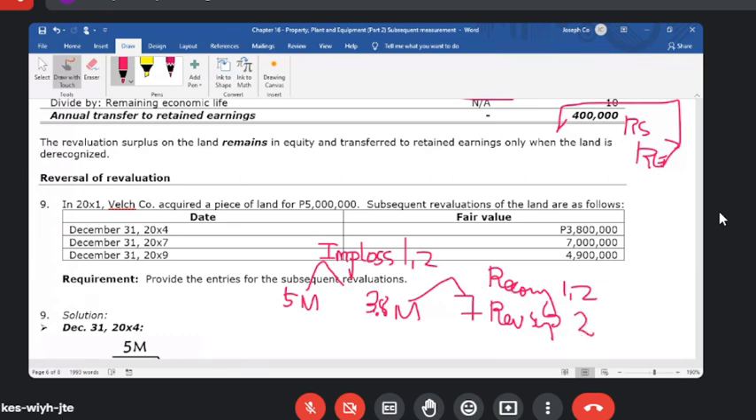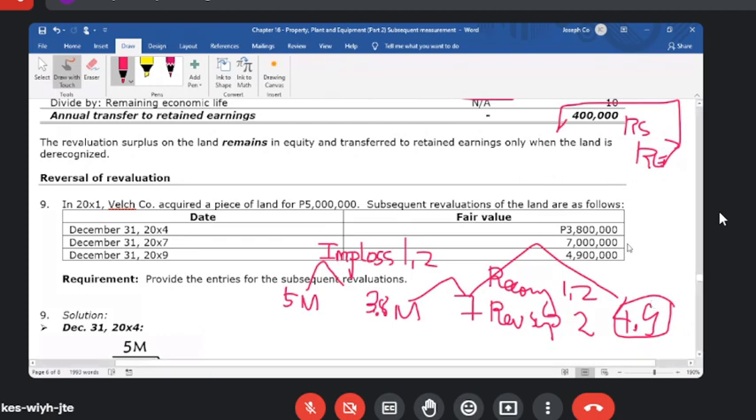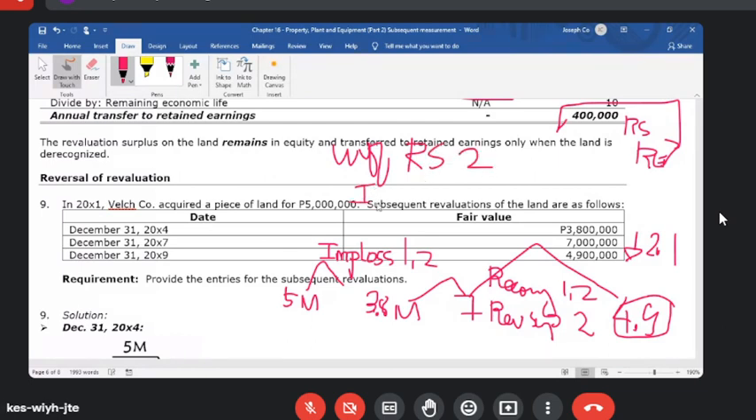And then from 7 million, naging 4.9. Bumaba, no? I-write off mo muna yung revaluation surplus. At pag na-write off na yan, doon ka pa lang mag-record ng impairment loss.